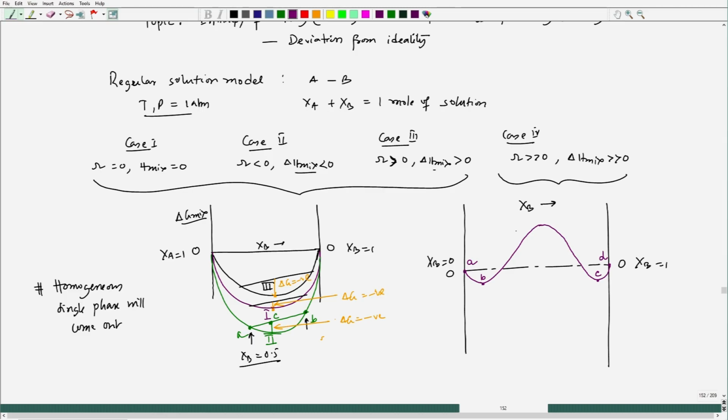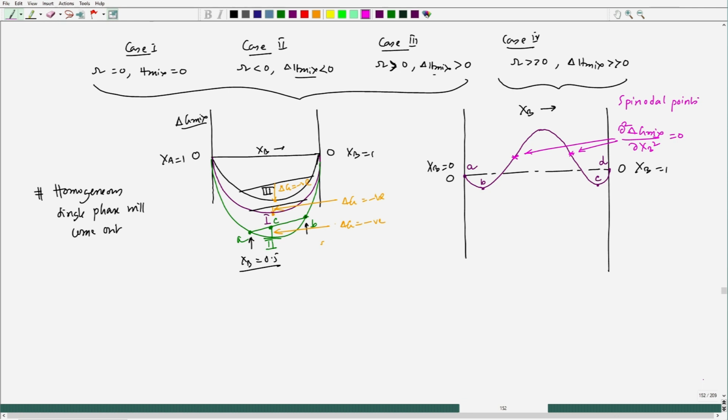And we can get two inflection points. One would be here, another would be here. So, there we can have delta G mix equal to 0 at these two locations. Okay. So, those are spinodal points. Fine. So, let us start from A.